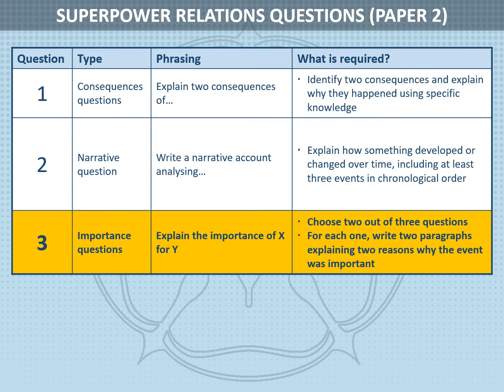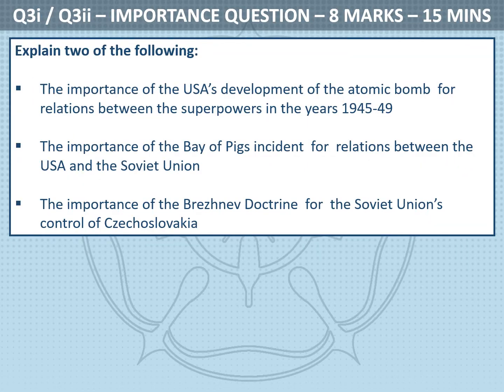So as you know, on paper 2 you're going to be asked 3 different types of question. We're going to focus on question 3 here. When you get the exam paper, it's going to look a little bit like this. You will actually be offered a menu of 3 importance questions and you have to choose 2 to answer. You have to answer both of your choices and each of your choices is worth 8 marks. You should spend 15 minutes on each of your choices.